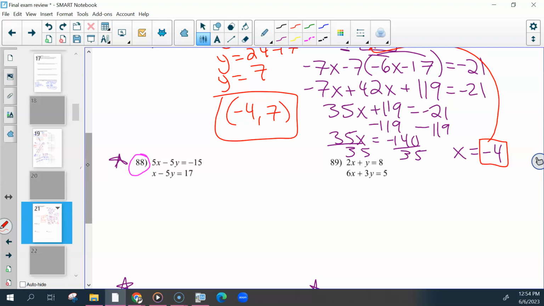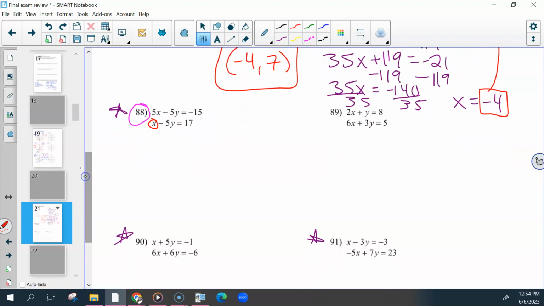88 does not have an equation that's solved already, so you would have to do that first. You can really choose any of these variables, but some might work out better than others. If you look for something that was by itself, that would work every time. So get rid of the 5y, add it to the other side. Then you have an equation by itself, and you can take that equation and put it into the other one where x is.